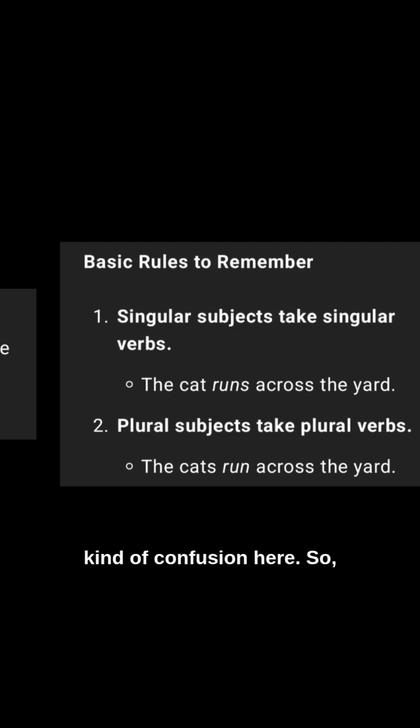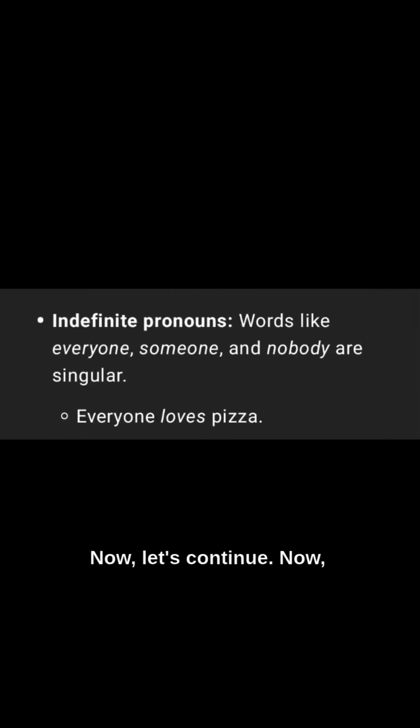So there's some kind of confusion here. Plural subjects or plural nouns go with the S, right? Mostly, in most cases, but this is not applicable to all nouns or all subjects. But basically, for starters, plural nouns go with the S, and then the plural verb is the one without S. So we have the cats here as a subject, and then we have run as what? A plural verb. Now let's continue.